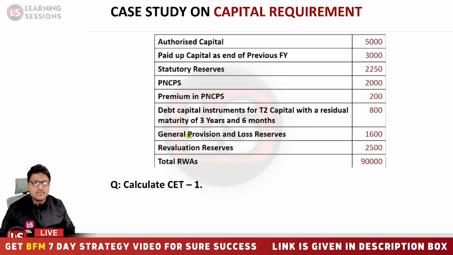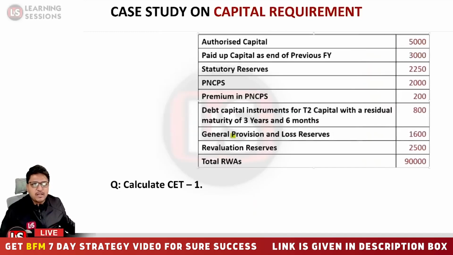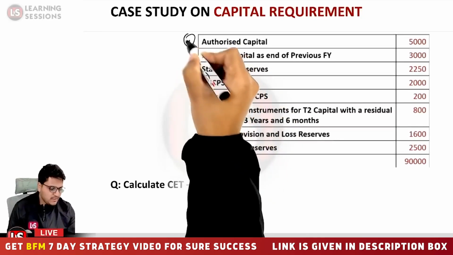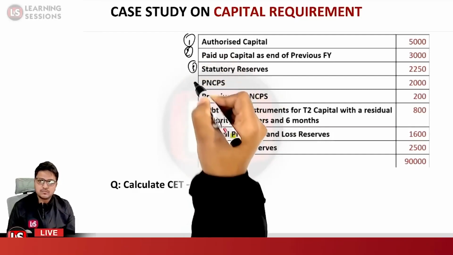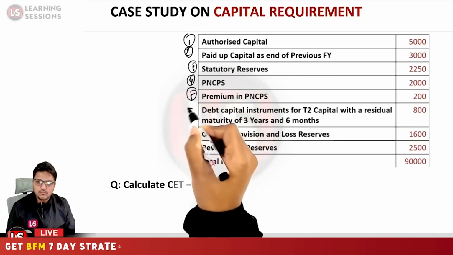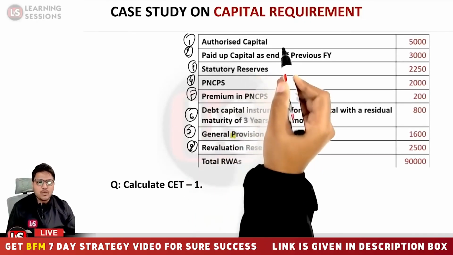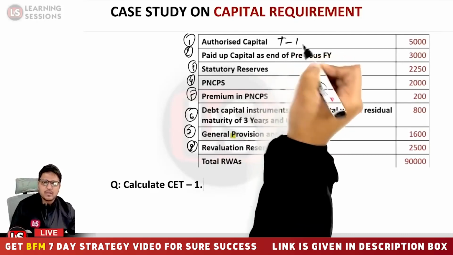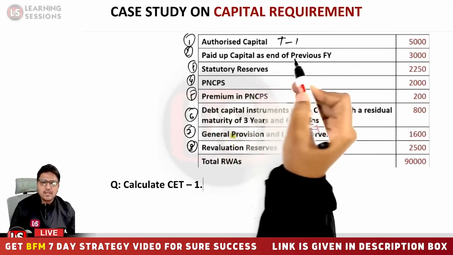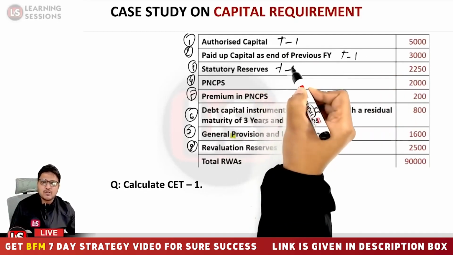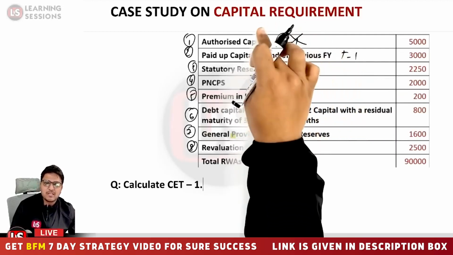Okay, first of all, let us bifurcate the components over here. Let me just number them first of all: 1, 2. So authorized capital is related to what? It is related to tier 1 capital. Paid up capital is also related to tier 1 capital. Statutory reserves are also part of tier 1 capital. Is authorized capital part of it? No, this is actually not. Paid up capital is part of this.